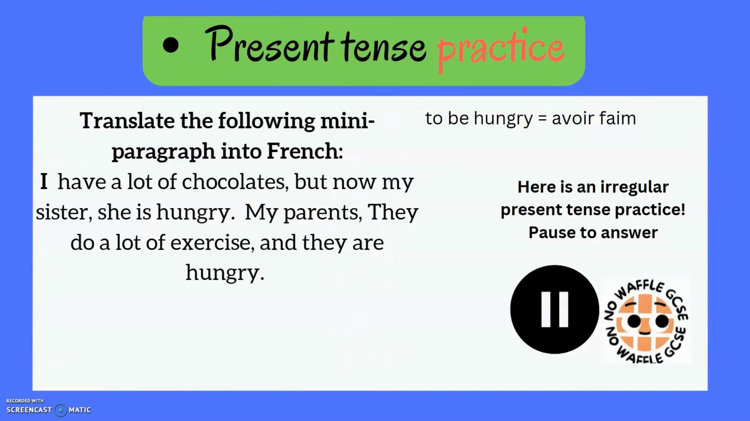So I want you to translate the following mini paragraph into French. I have a lot of chocolates, but now my sister, she is hungry. My parents, they do a lot of exercise and they are hungry. So I made this little paragraph because it has lots of the irregular present tense endings that we just looked at. So pause because we're now going to look at the answers.